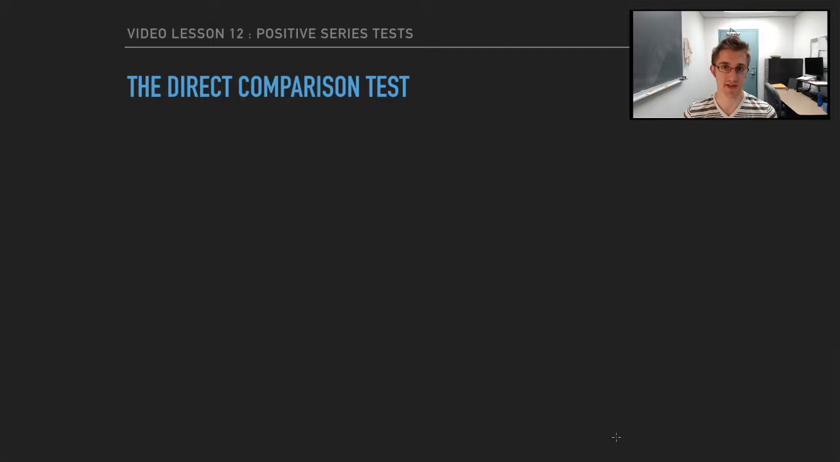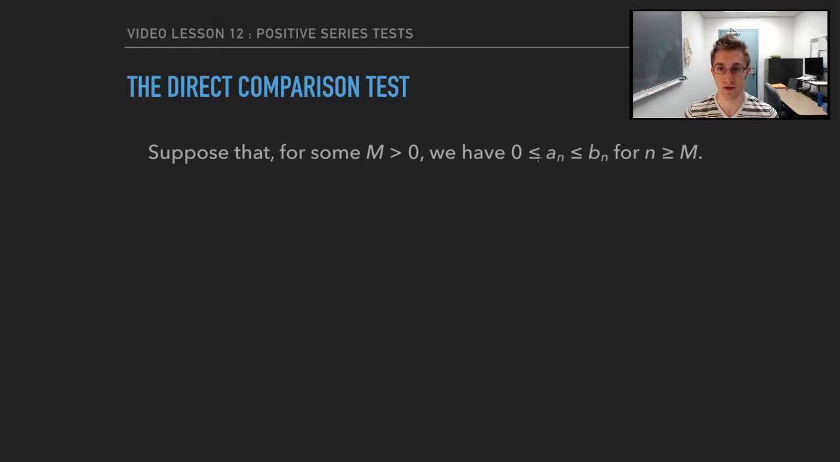Speaking of which, the next test we're talking about is the direct comparison test. If you remember the direct comparison test from when we were talking about improper integrals, it's almost exactly the same for series. So the setup is, suppose we have two sequences, a_n and b_n, for which a_n is less than b_n eventually. So there's some number M such that if I'm looking at terms of these sequences after that point, I have a_n less than b_n. This is just really saying I don't care about what happens for the first finitely many terms of these sequences. I only care about the end behavior. So after some point, I require that a_n is less than b_n.